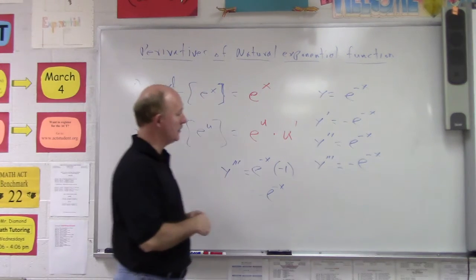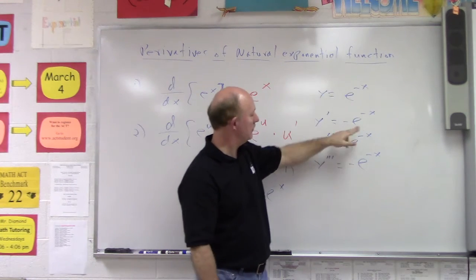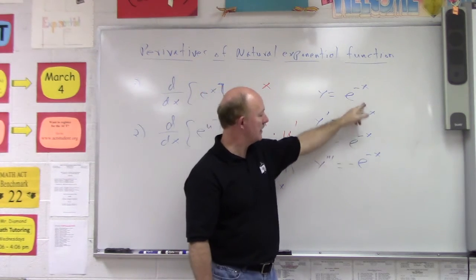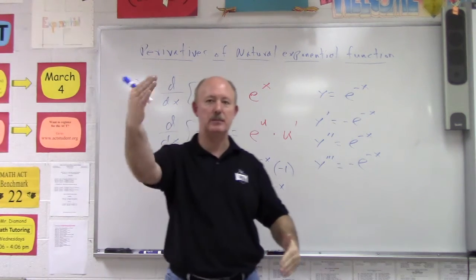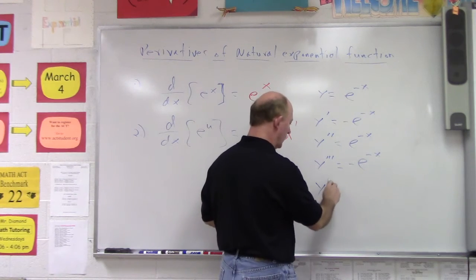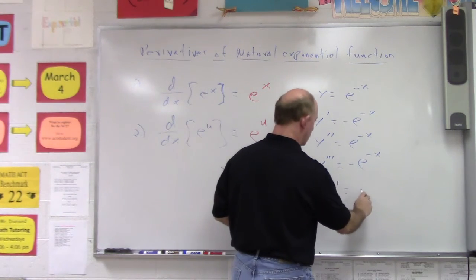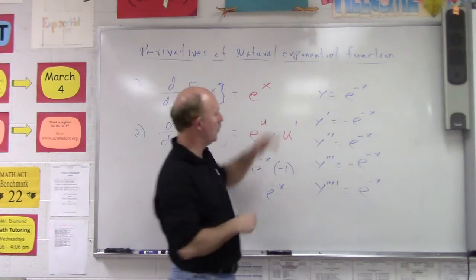So notice what happens now. You see the pattern. Start off e to the negative x. The first derivative is negative e to the negative x, then positive e to the negative x, and then negative. So the sign just simply changes with each derivative. So if you're looking for the fourth derivative, 1, 2, 3, 4, that would be positive e to the negative x. Right? Now, this is the one we use a lot.